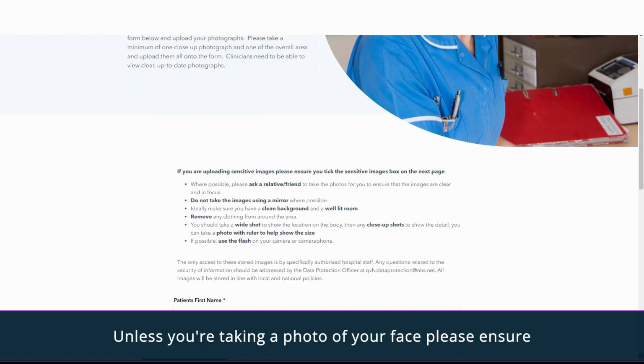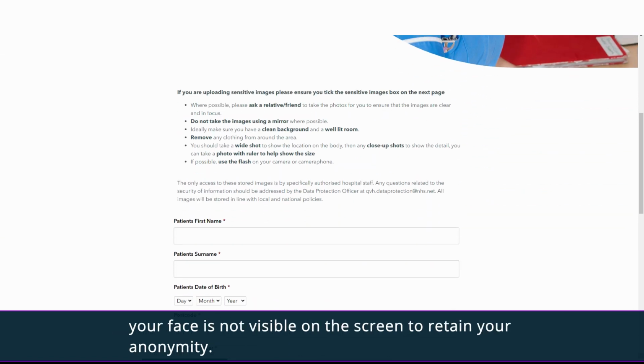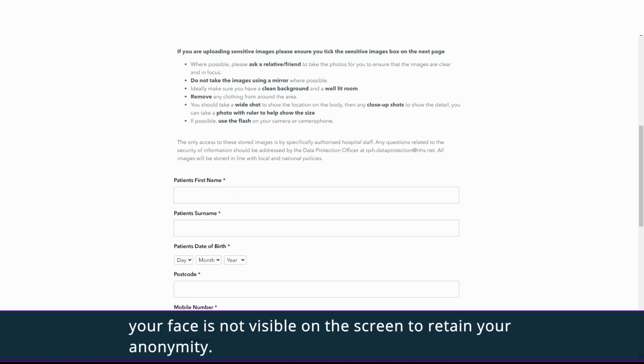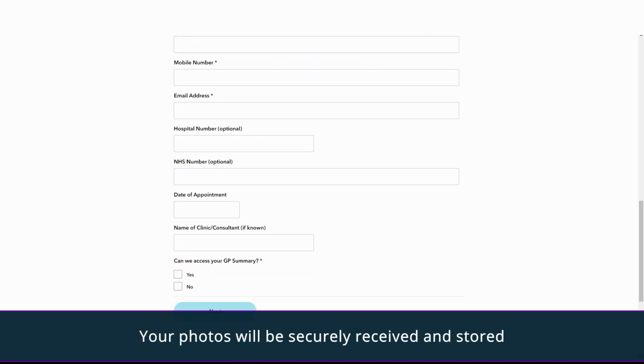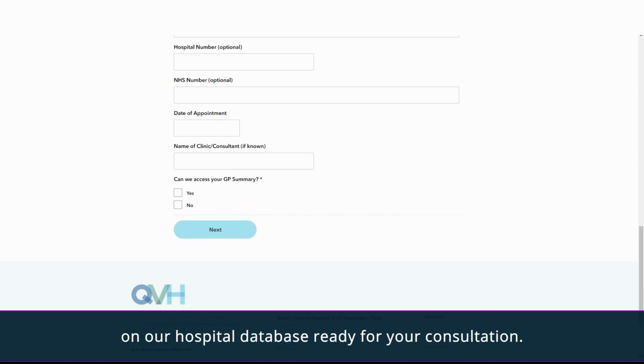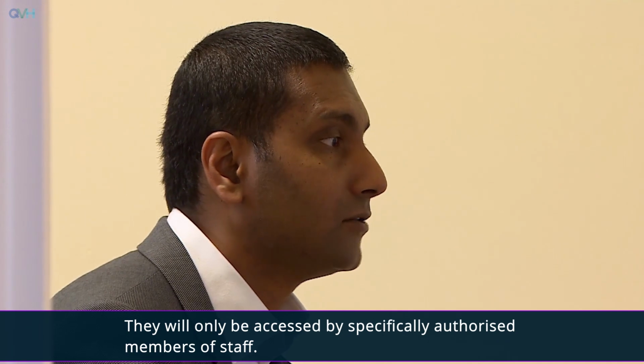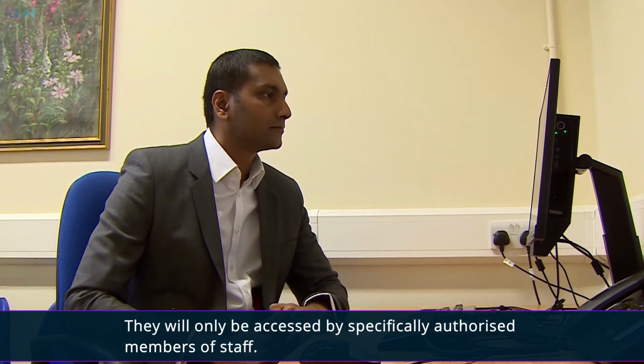Unless you are taking a photo of your face, please ensure your face is not visible on the screen to retain your anonymity. Your photos will be securely received and stored on our hospital database, ready for your consultation. They will only be accessed by specifically authorised members of staff.